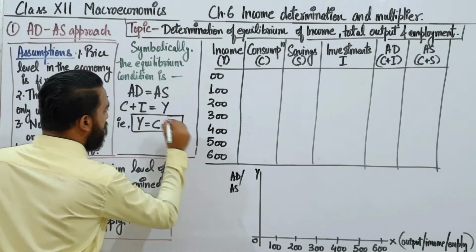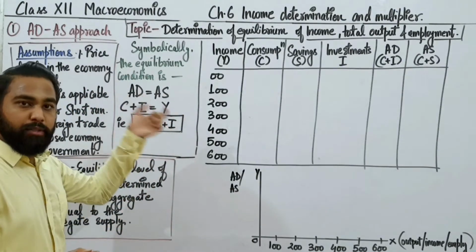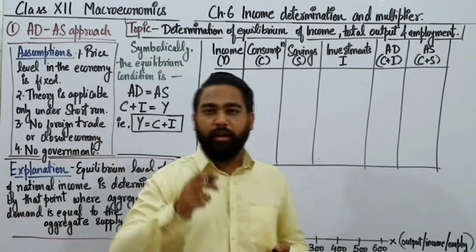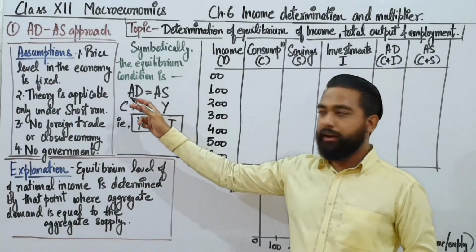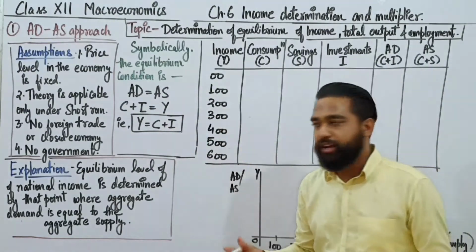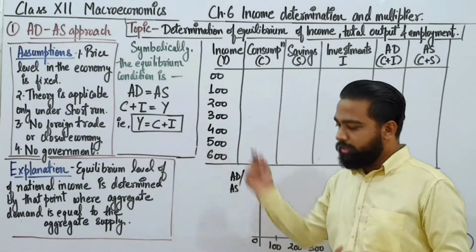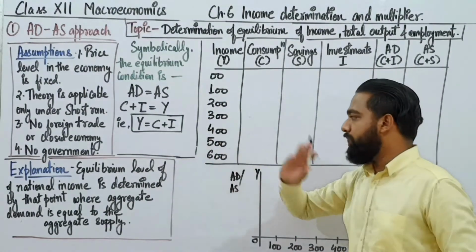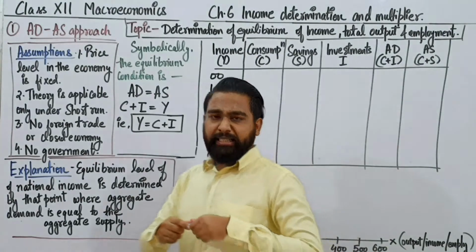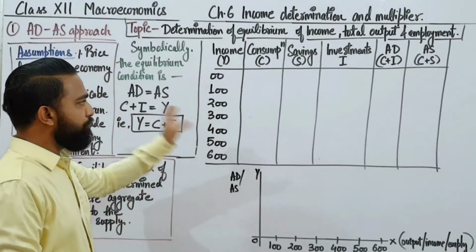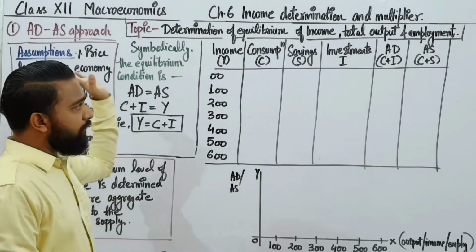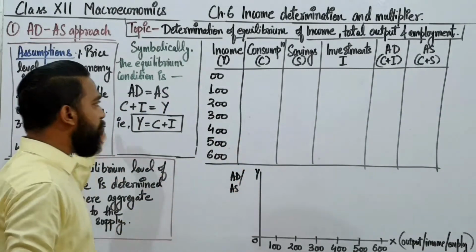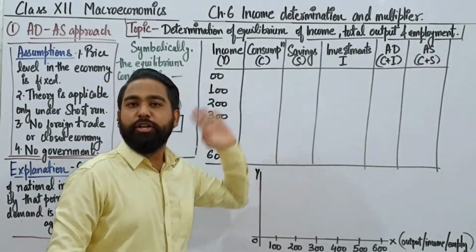So when we are talking about equilibrium, symbolically we say that Y is equal to C plus I. C plus I means aggregate demand and aggregate supply means national income. So Y is equal to C plus I. That will be your equilibrium condition symbolically. Now, let's come to the schedule. In the examinations, you need to explain this topic with the help of a diagram and a schedule.